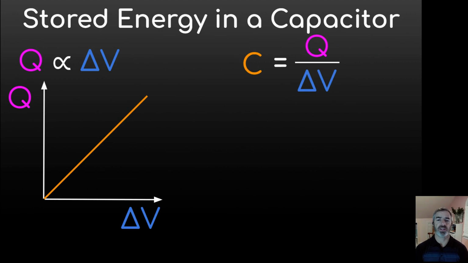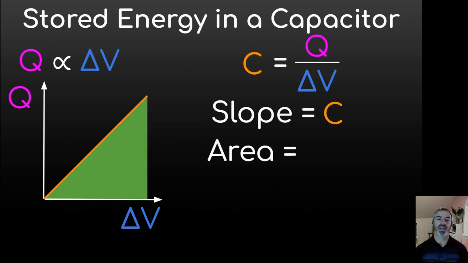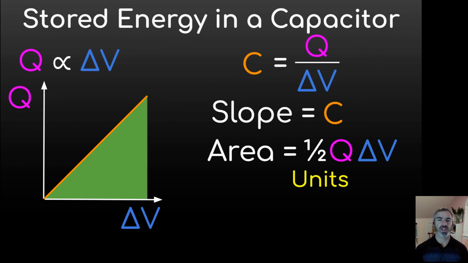So looking at our capacitance equation, we know that the slope value is going to be the value of the capacitance. Now, just as we use graphs to find slopes, we can also use the graph to find the area. So the area underneath the curve is going to be a triangle. That triangle is going to be 1/2 the height times the base, which is 1/2 Q times delta V. And we can figure out what the area underneath that curve means by looking at the units. So for 1/2 Q times delta V, the unit for Q is the coulomb as the measurement of charge, and delta V is a volt.